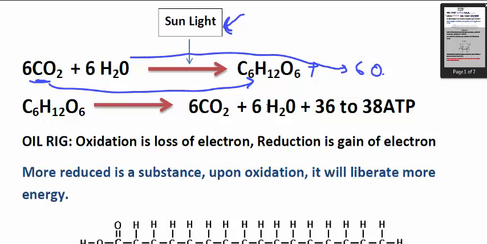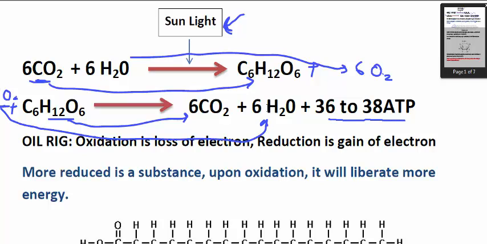This is photosynthesis, and the reverse of this is called respiration, which happens in animals and human beings. Here the food is oxidized to carbon dioxide, and oxygen is reduced to water. In that process we get about 36 to 38 ATP molecules upon the oxidation of glucose. Oxidation is the loss of electrons, while reduction is the gain of electrons. You can remember this with OIL RIG.